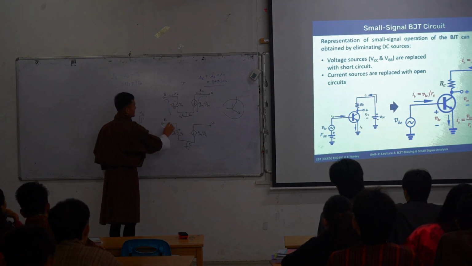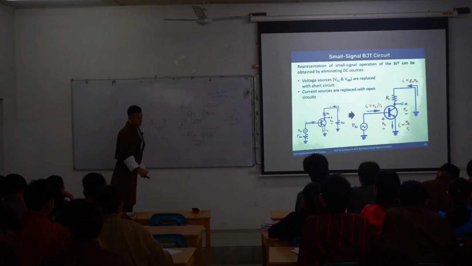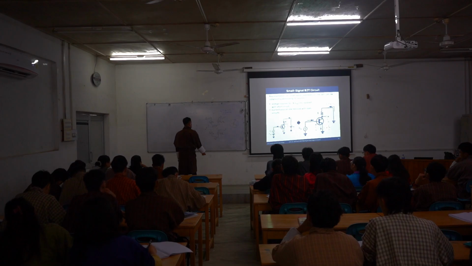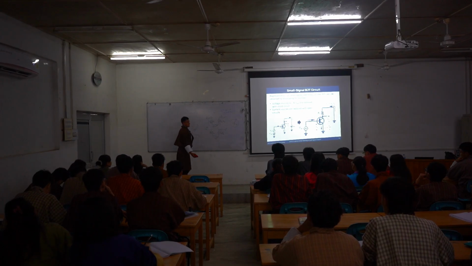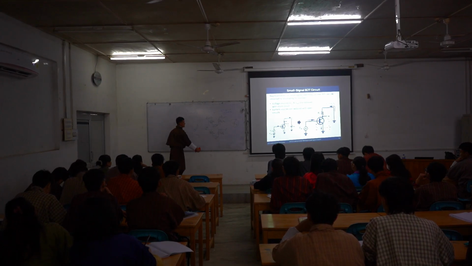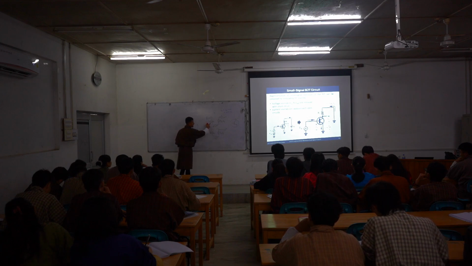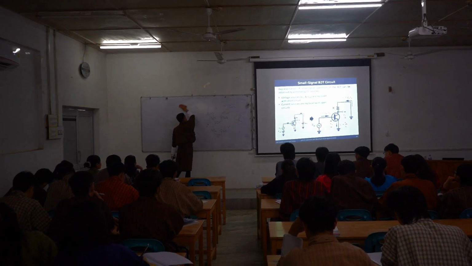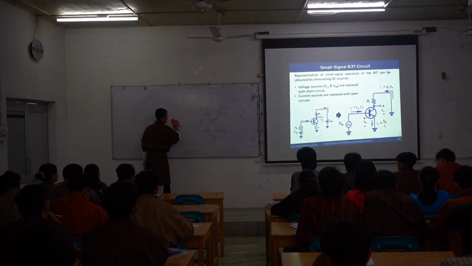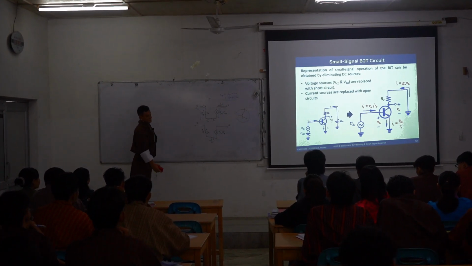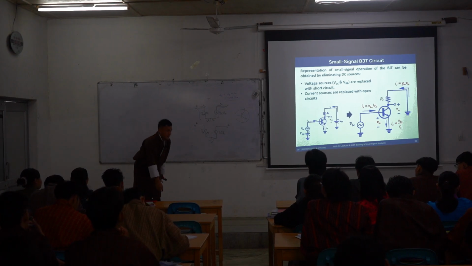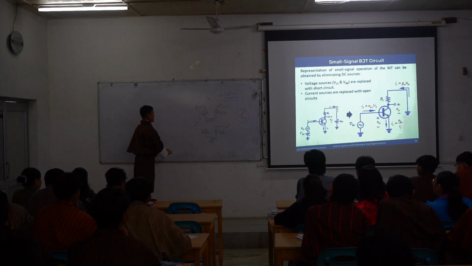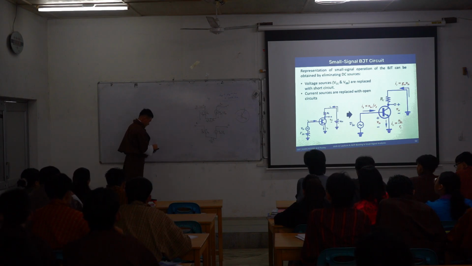So ib, what will be your ib? Yes, VBE by R pi. Yes, very good. Your ie is equal to VBE divided by R pi plus the current source, using KCL. From here, your current ib would be, so ic, and ie.